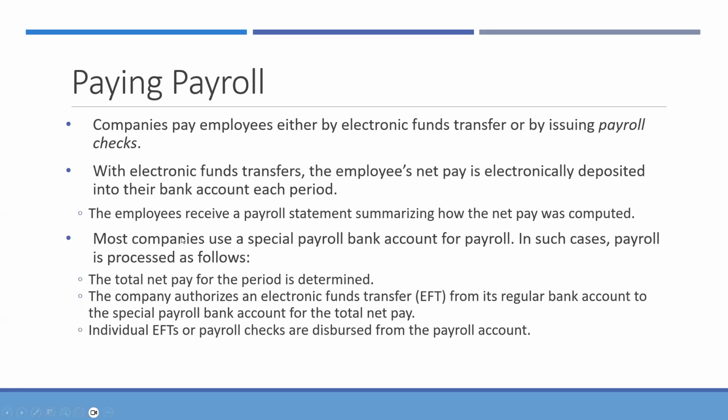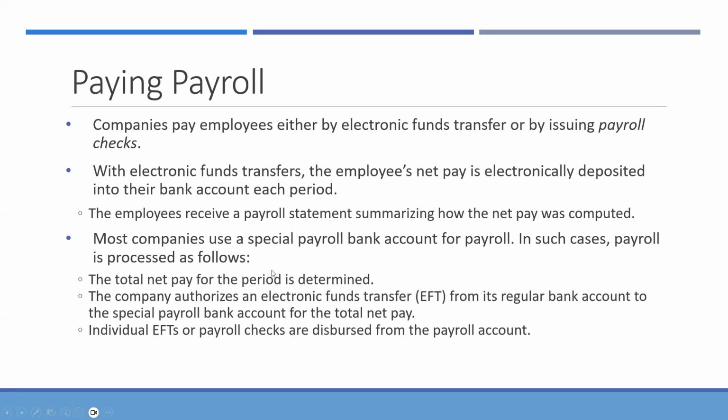And most companies use a special bank account for payroll. In such cases, it's processed as follows. Total net pay is determined. The company authorizes an EFT to the payroll bank account, and then the EFT or payroll checks are made from the payroll bank account. And that's done for control purposes and also for record-keeping purposes. Sometimes it's just easier if it's separate bank accounts. Sometimes payroll services will facilitate these extra bank accounts. It's a common thing, and they're called zero balance accounts or ZBAs.